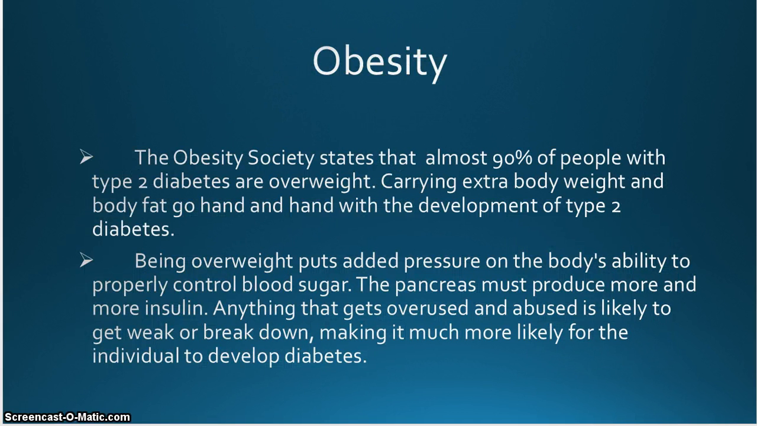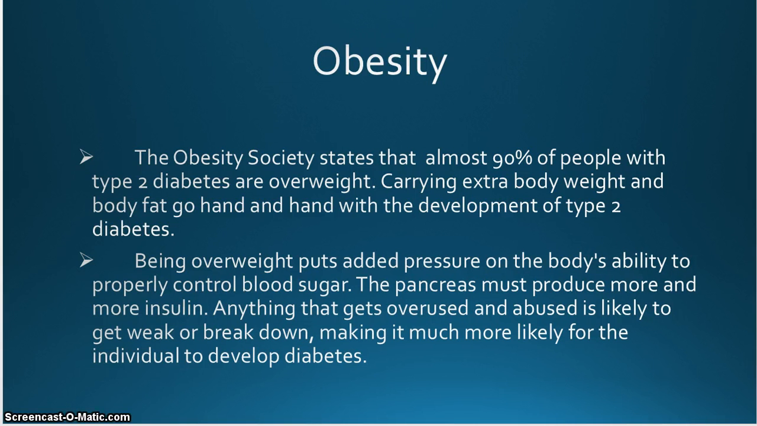So let's look at all of these one at a time. First of all, obesity. The Obesity Society states that almost 90% of people with type 2 diabetes are overweight. That is a significant statistic. It really shows that carrying that extra body weight and body fat goes hand in hand with the development of type 2 diabetes.